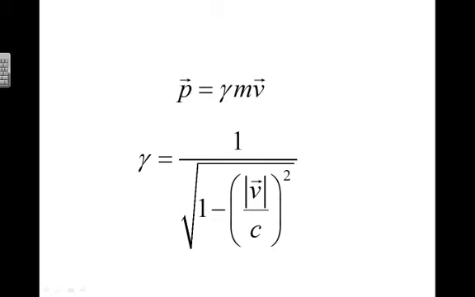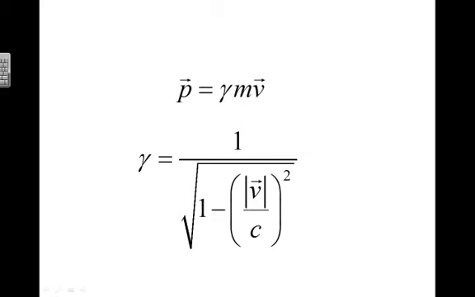This equation right here is referred to as the relativistic momentum. Relativistic means related to Einstein's theory of relativity, which deals with objects moving at speeds very, very fast compared to what we're used to, typically speeds that are approaching the speed of light. So the equation here is p equals gamma mv.